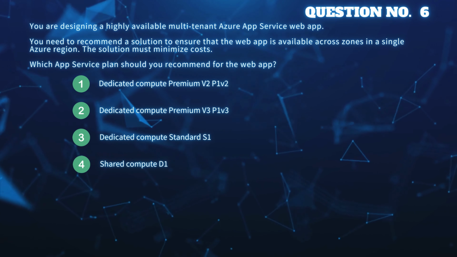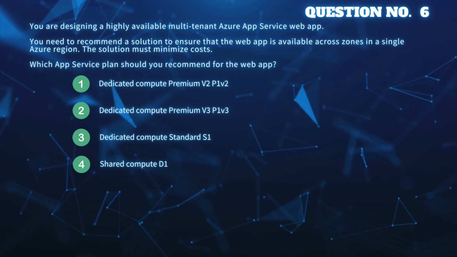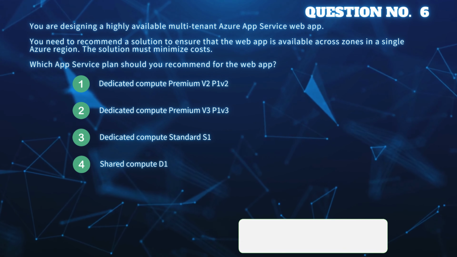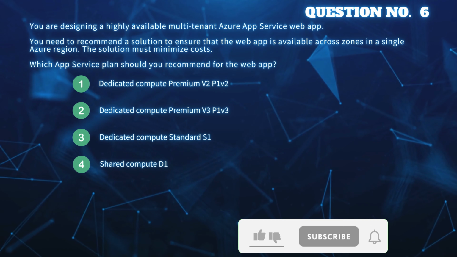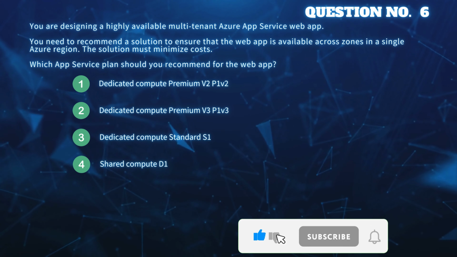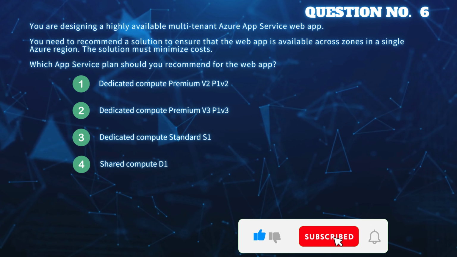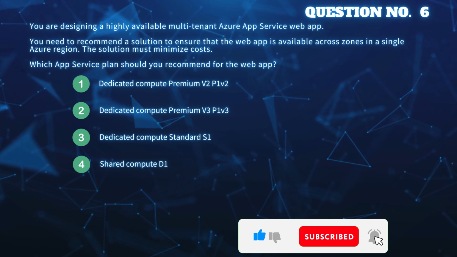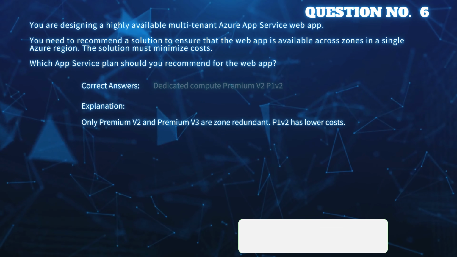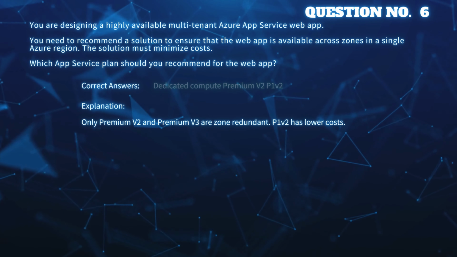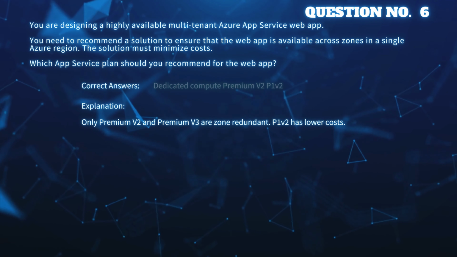Option 1, Dedicated Compute Premium V2, P1 V2. Option 2, Dedicated Compute Premium V3, P1 V3. Option 3, Dedicated Compute Standard, S1. Option 4, Shared Compute, D1. Correct answer, Dedicated Compute Premium V2, P1 V2.